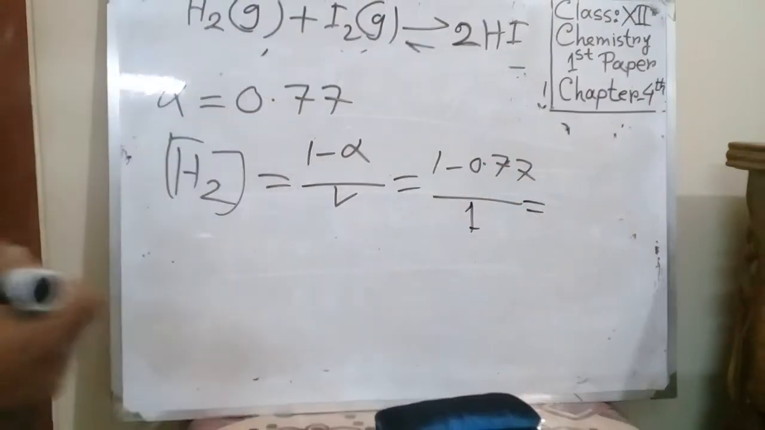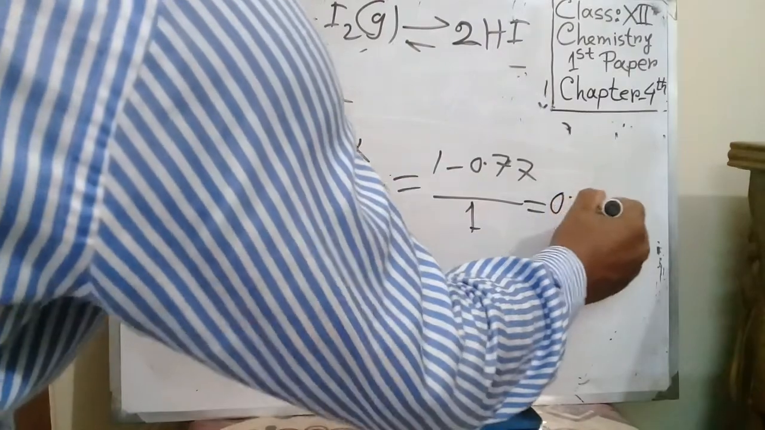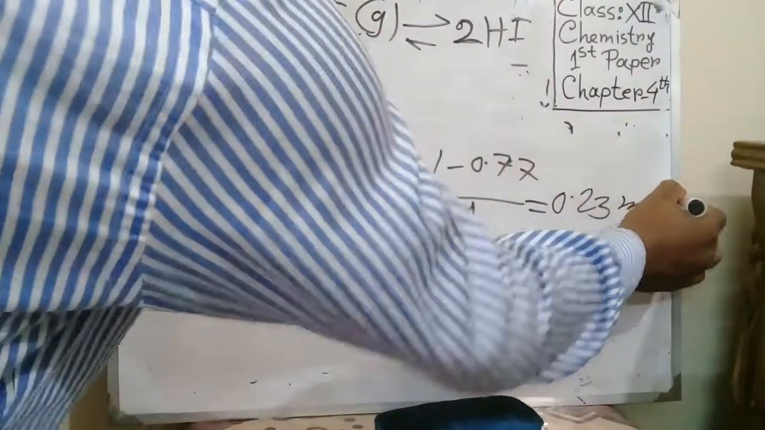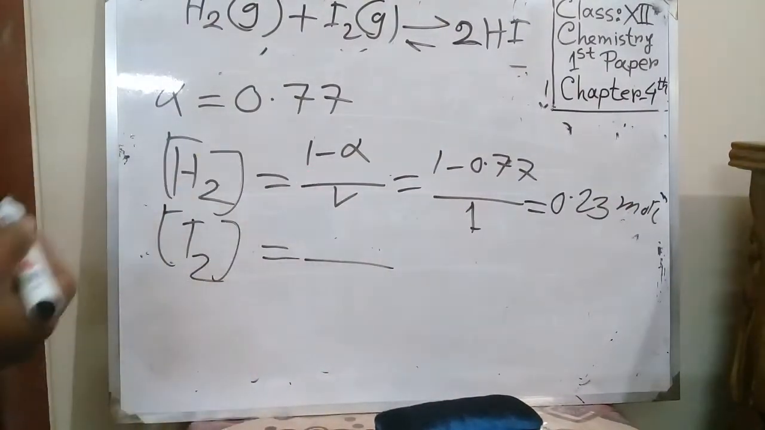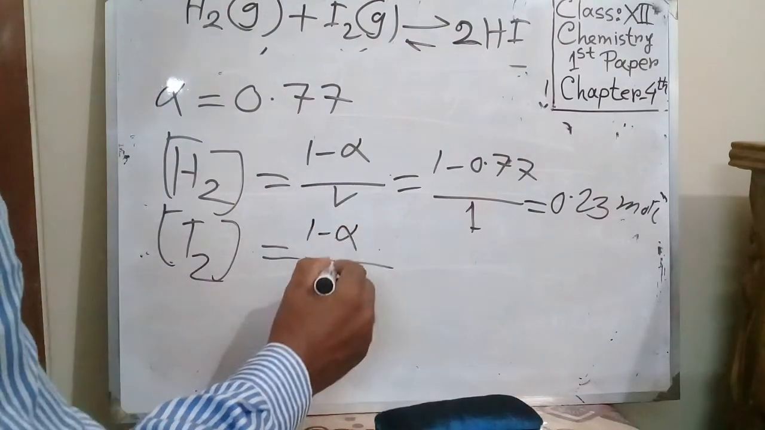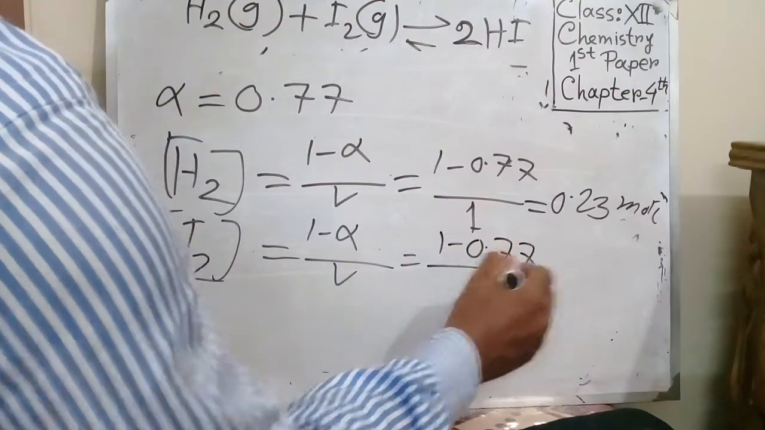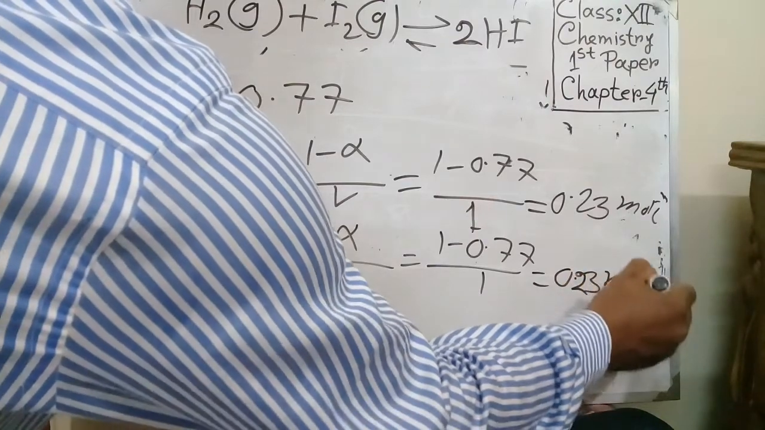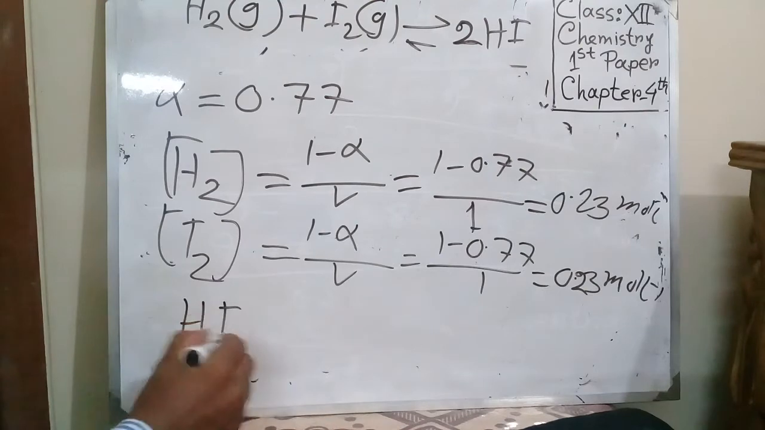So 1 minus 0.77 divided by 1, you can get 0.23 mole per liter. And for iodine, you will get the same value because both were taken as 1 mole. So 1 minus alpha by B, if you put the value, 1 minus 0.77 divided by 1 equal to 0.23 mole per liter.